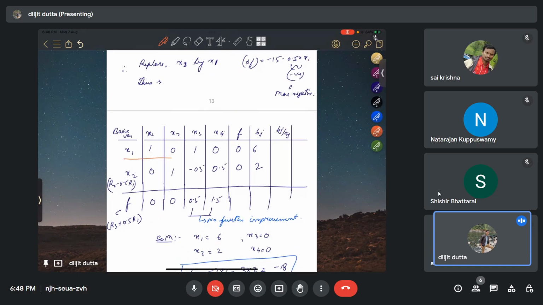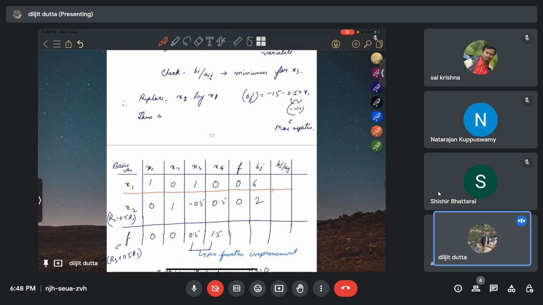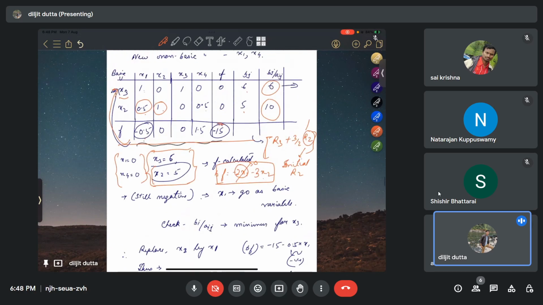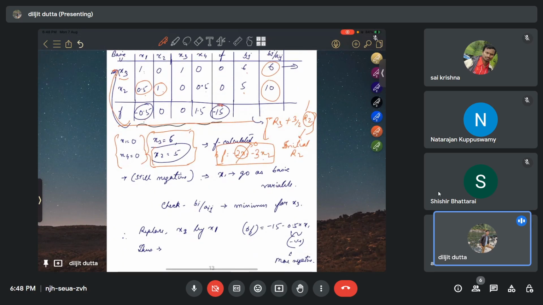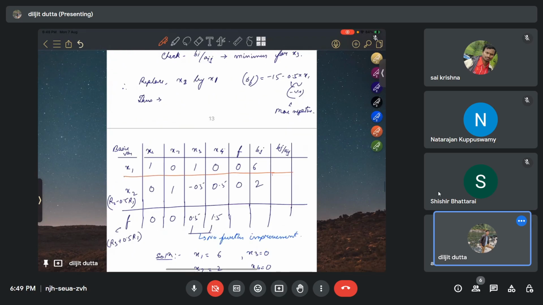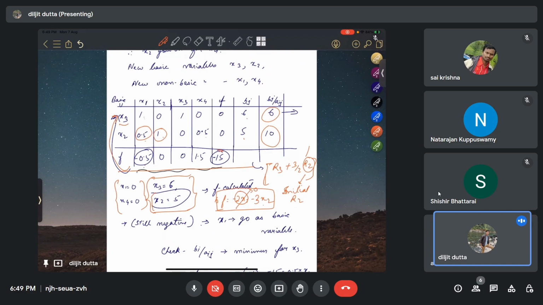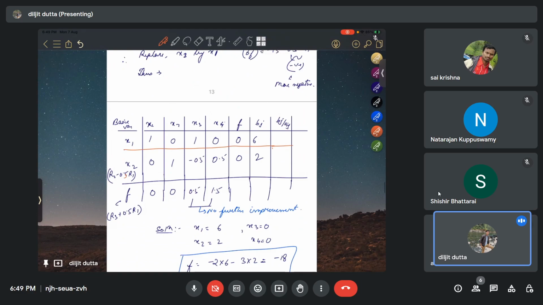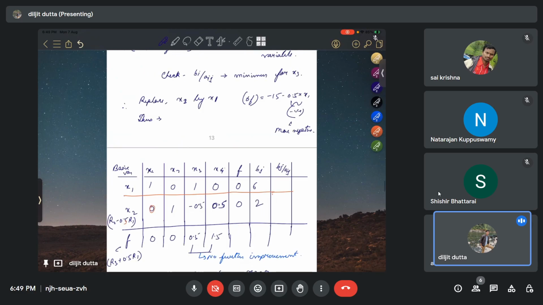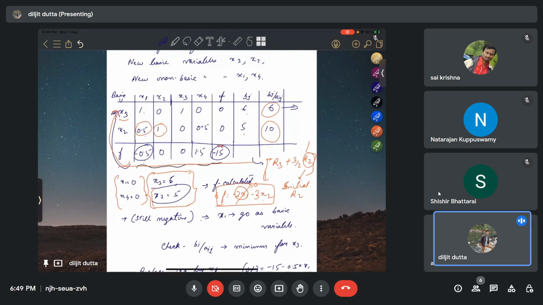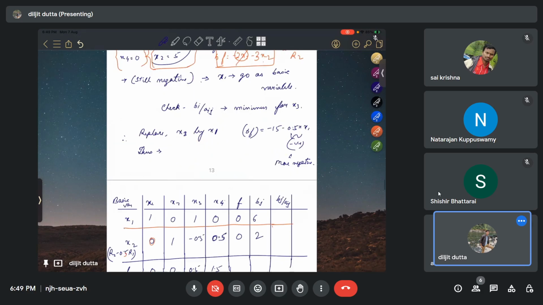So we will keep the first row as it is. Now for the second row we will do the row operation R2 minus 0.5 R1, because 0.5 minus 0.5 into 1 is 0. So if we do this row operation, we will get 0 corresponding to x1. For x2 there will be 1 only. For x3 it will be minus 0.5. For x4 it will be 0.5, and f is equal to 0. And for bj it will be 5 minus 0.5 into 6, that is 5 minus 3, which is equal to 2.